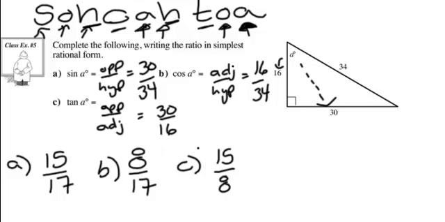When you're talking about trig ratios, it's best to leave it as an improper fraction like I have, 15 over 8. Don't call it 1 7/8. That wouldn't be a proper ratio. If you were going to convert it to a decimal, that would be okay. But as a fraction form, let's leave it as an improper 15 over 8.